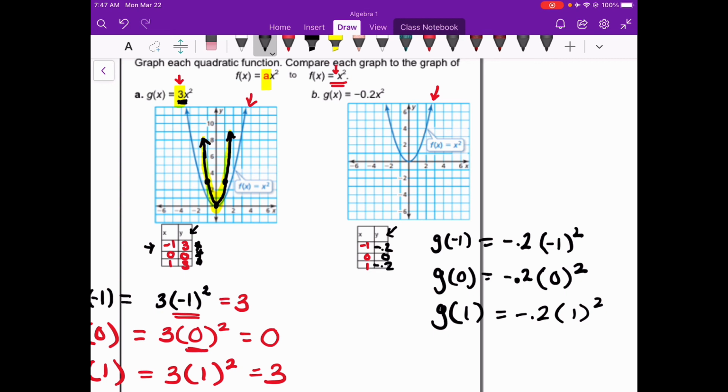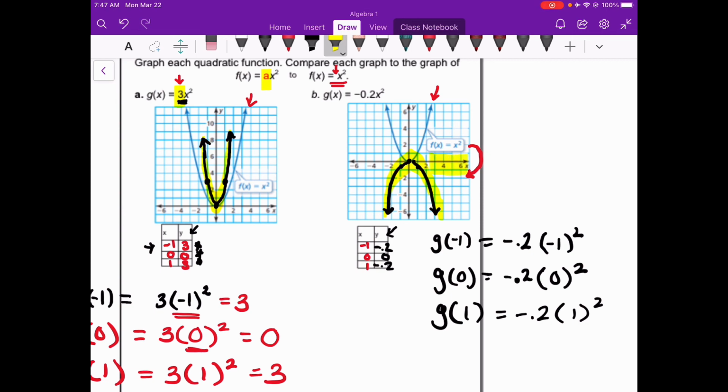When you graph this, because they're decimals, for the sake of this problem, just try to estimate it's a number between 0 and 1, but in the negative direction. So -1, comma, -0.2 is about right here. 0, 0 is here, and 1, -0.2 is right there. Notice the graph got a little wider, but also flipped or reflected over the x-axis.